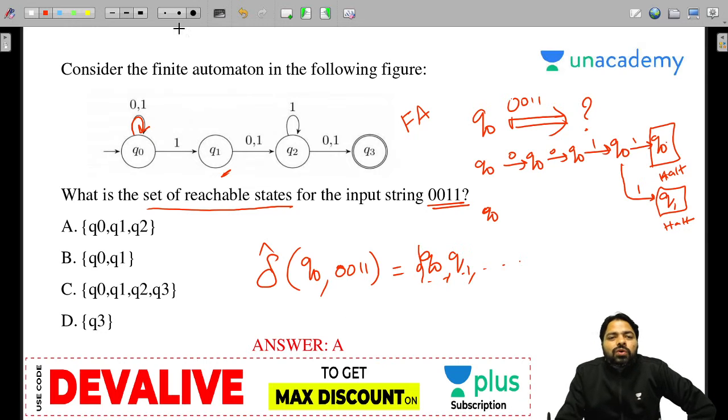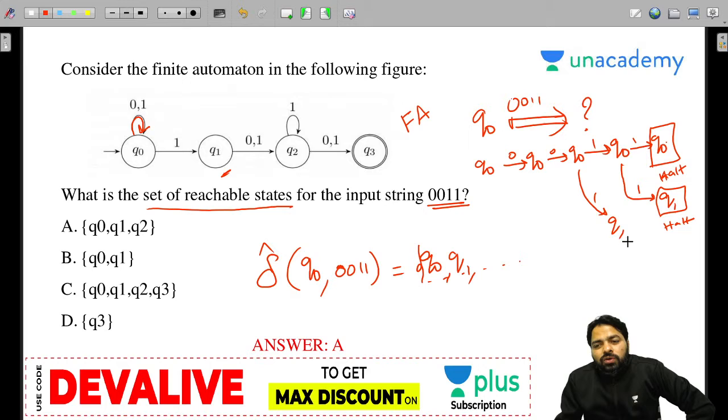I am trying for now Q2. Is it possible to halt at Q2? Look at that, guys. From Q0, by reading 1, I can go to Q1, and next one I can go to Q2. Yes, Q2 also I can halt. Now, Q3, can I halt?